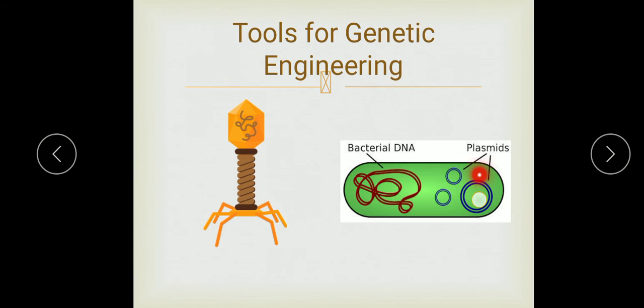Plasmid is basically a circular DNA, as you can see here. This is the major DNA of the bacterial cell, and this is the extrachromosomal DNA. It is a small piece of DNA present in the bacterial cell. So we can obtain this plasmid from the bacterial cell, and we can use it as a vehicle, as a vector, in the process of biotechnology.